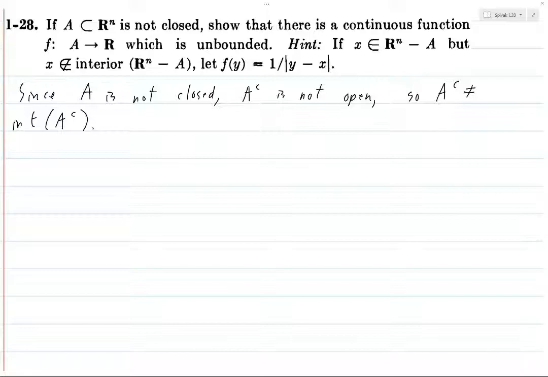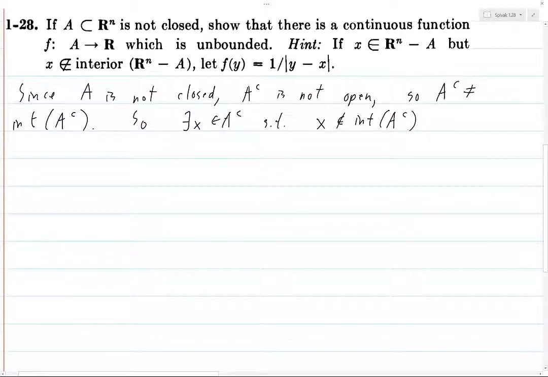Okay, so A complement is not open, so A complement is not its interior. So there exists some point x in A complement such that x is not in the interior of A complement, because certainly the interior of A complement is a subset of A complement. So the fact that they are not equal means that there's something in A complement which is not in the interior. Basically, this point x, which is not in the interior, is going to be on the boundary of A complement. Yeah, so this will work.